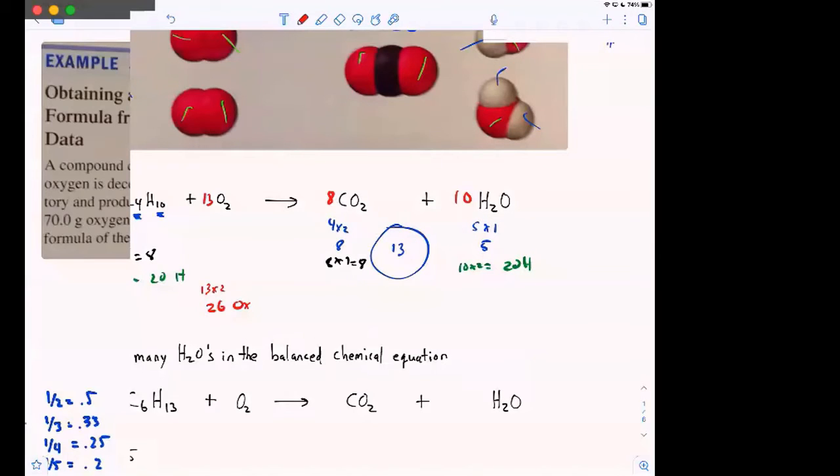And then we have 8 times 2 or 16 oxygens, and 10 times 1 or 10 oxygens. 16 plus 10 is 26 oxygens. And you can see 26 on the left, 26 on the right. So we've balanced it completely. We have the same number of atoms on both sides of the chemical equation. So how are we doing so far? Questions? No questions. All right.